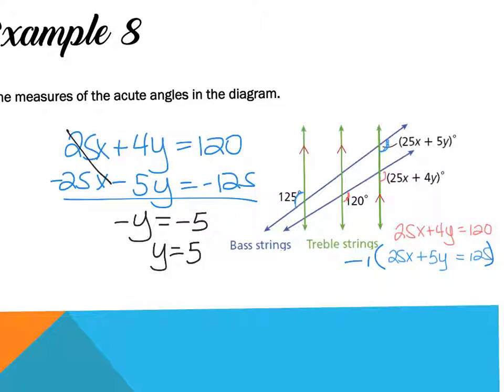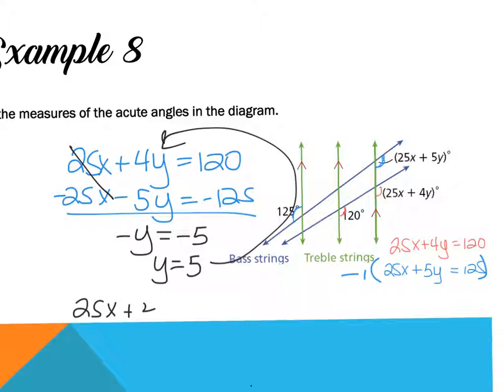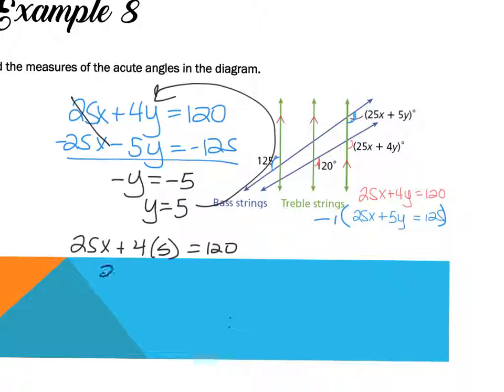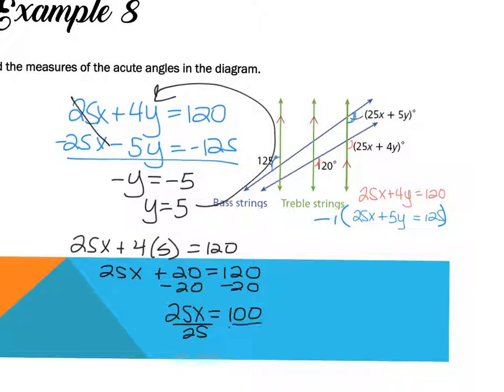And then take that and plug it back into either one. So I'm going to plug it back into the first one. 25x plus 4 times 5 equals 120. 25x plus 20 equals 120. Subtract, 25x equals 100. Divide by 25, and x equals 4. So x equals 4 and y equals 5.